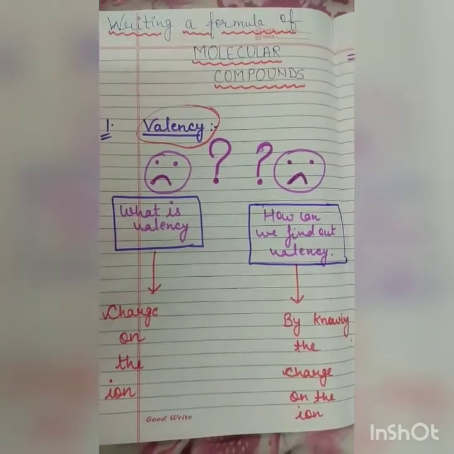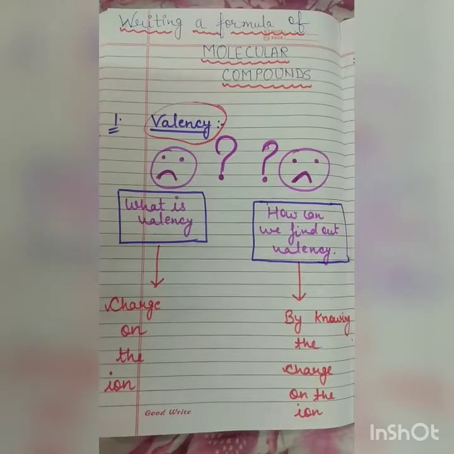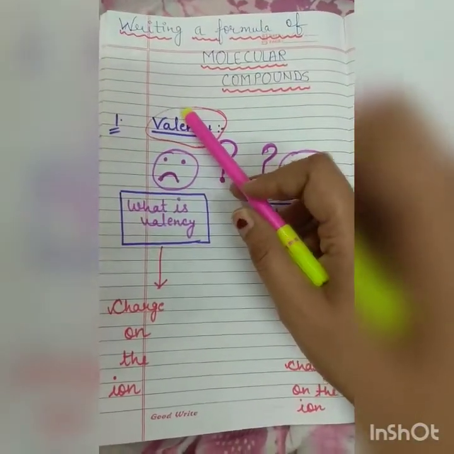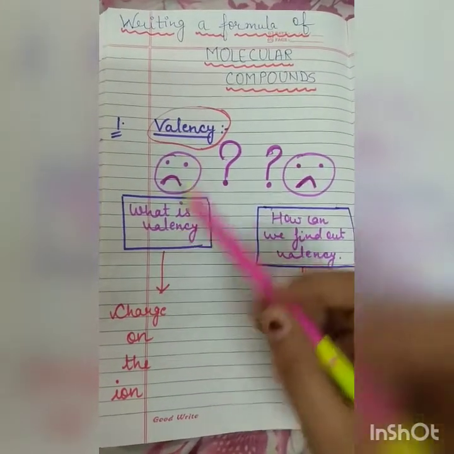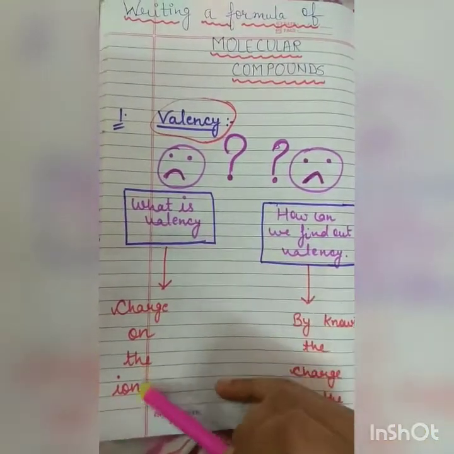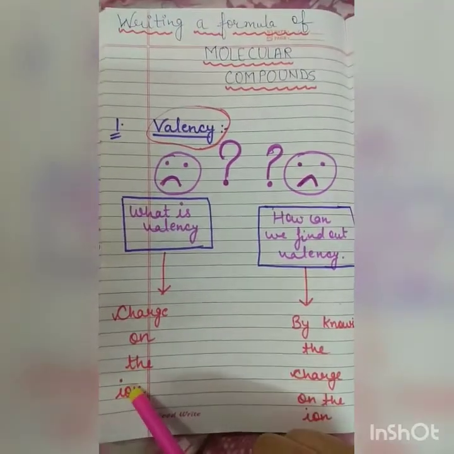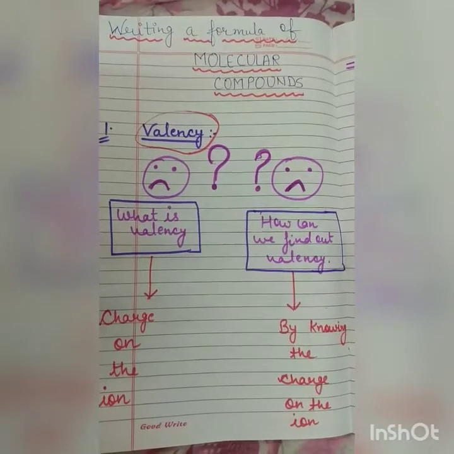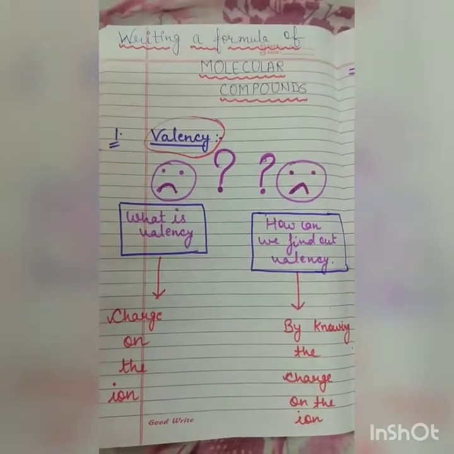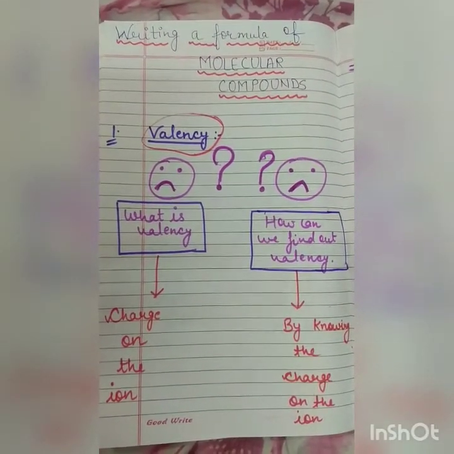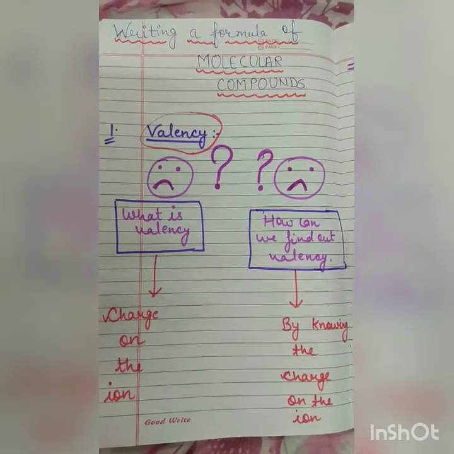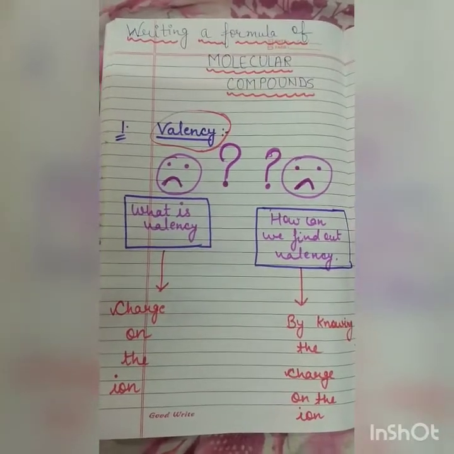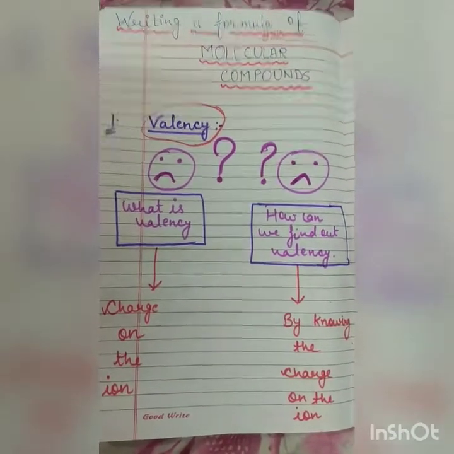But we know that to write a formula for a molecular compound, we should know about valency. And what is this valency? In simple words, we can say that valency is the charge which is present on an ion. We know that an ion is formed when any atom loses or gains electrons. So, the number of electrons lost or gained by any atom is considered as its valency, along with the charge on that ion, right?